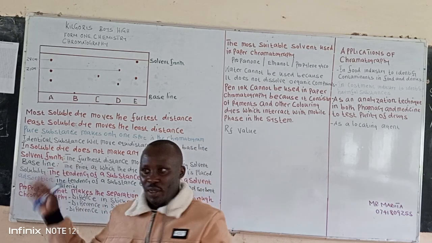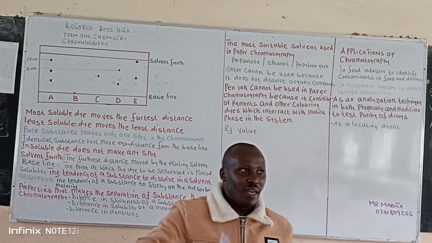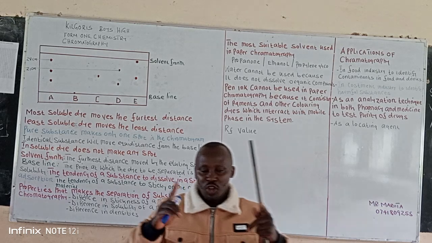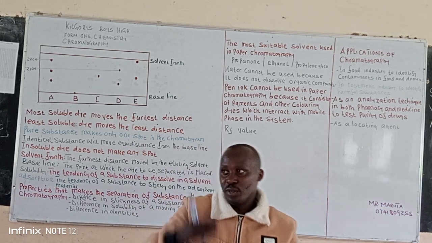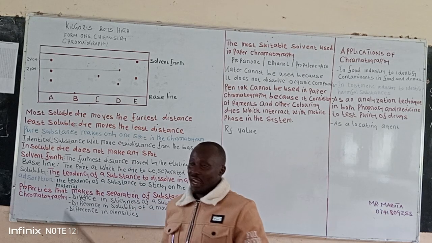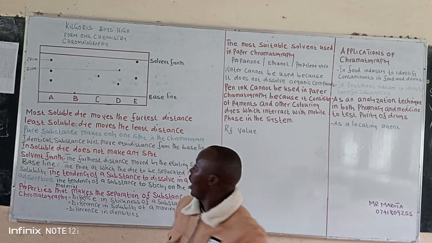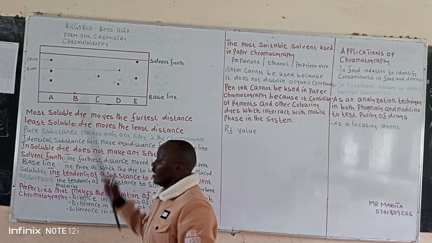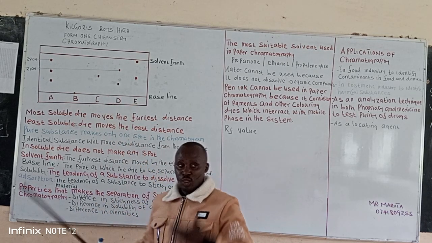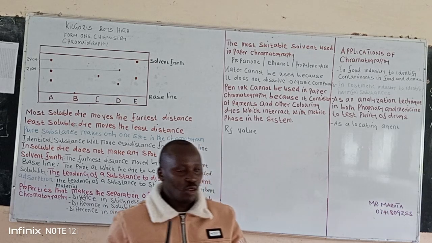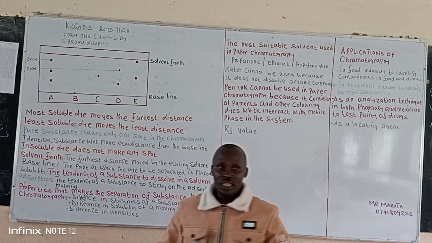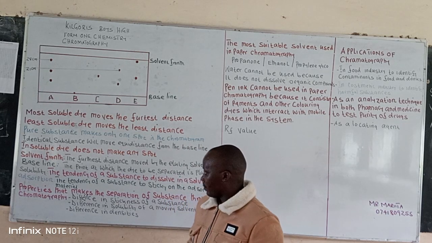Then we have the pure substances. A pure substance normally separates out into only one spot. So a substance which separates into only one spot qualifies to be a pure substance. For example, if you are required to identify the pure substance here, substance C qualifies to be a pure substance because it separates into only one spot. Those dyes which separate into only one spot are normally called pure substances.